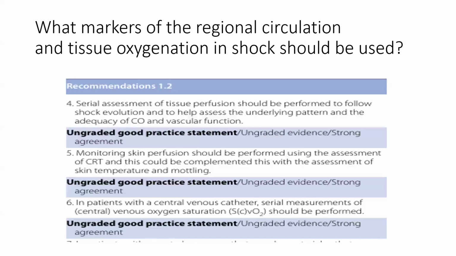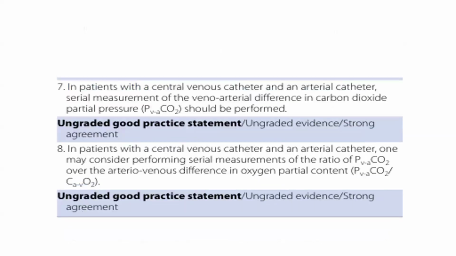Also, if the patient has a central venous catheter, then we should go for serial measurement of venous oxygen saturation if our patient is in shock. Also, if our patient has both a central venous catheter and an arterial catheter, then serial measurement of the veno-arterial difference in carbon dioxide partial pressure should be performed.